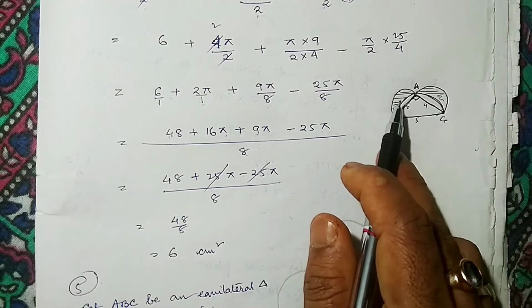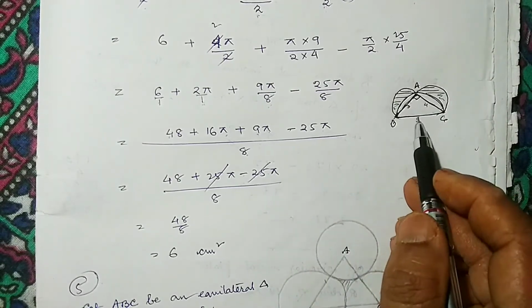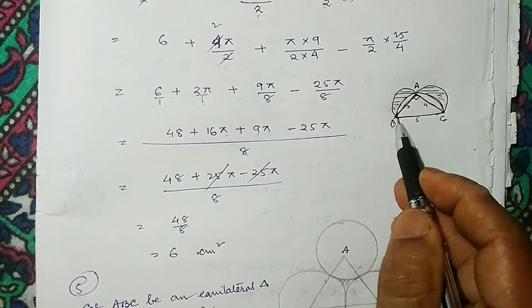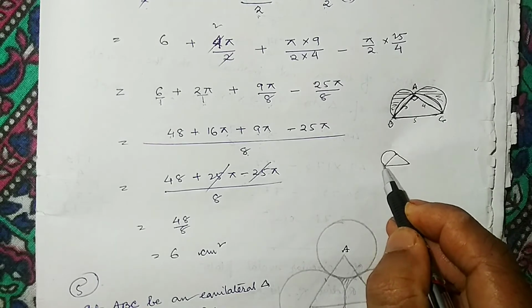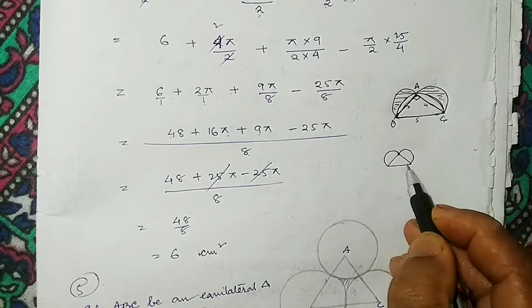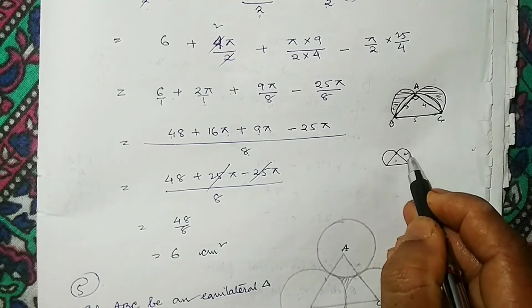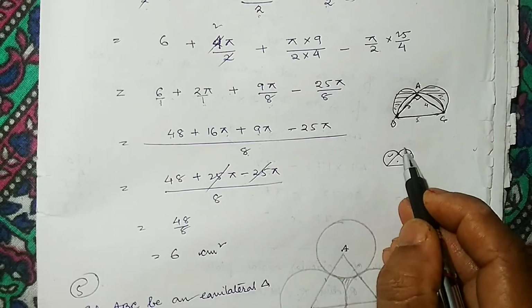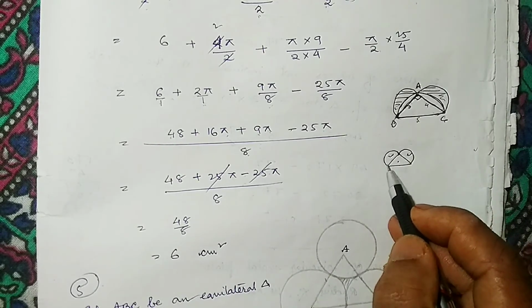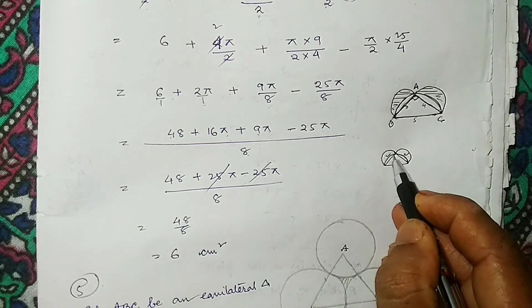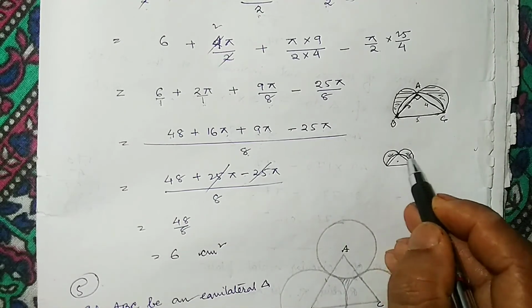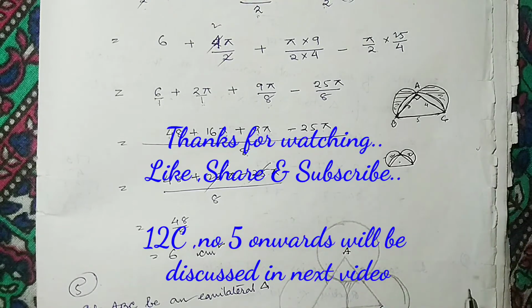I hope the sum is clear. So what we have done, first of all, using Pythagoras theorem, we got this side. Then we calculated the area of the triangle plus the area of this semicircle plus the area of this semicircle, and from this we have subtracted the area of this semicircle. As a result, we got the area of the shaded region. I hope the sum is clear.